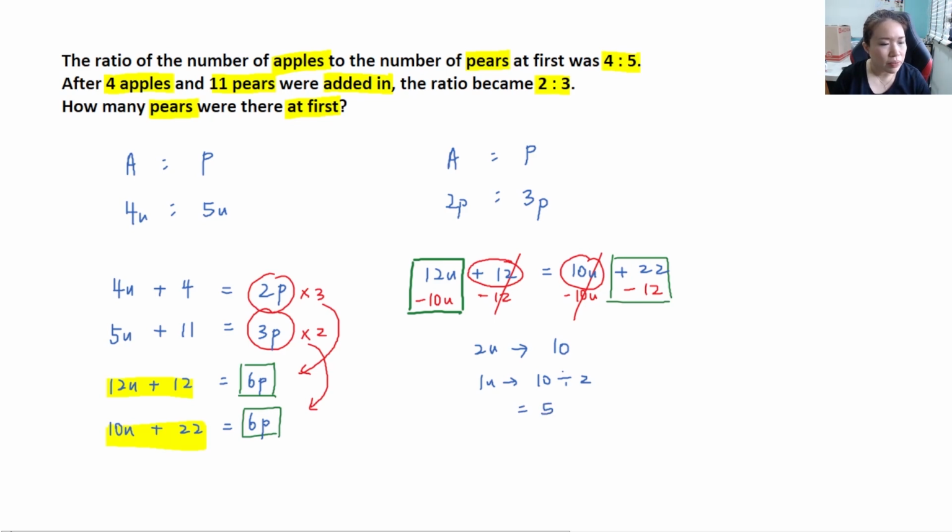So how many pears were there at first? At first would be pears at first over here, 5 units. So if we solve for 5 units, that will be 5 times 5, and the answer is 25. 25 pears at first.